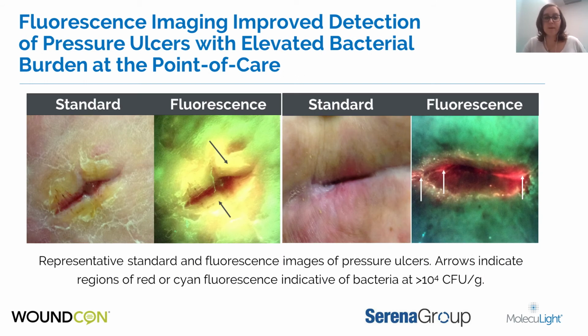Here are some example images. On the left, this wound is exhibiting red fluorescence highlighted with the black arrows. This red fluorescence actually looking a little bit yellow because it's combining with the bright green from the tissue. And then the wound on the right illustrates a more pure red fluorescence. Both of these colors are known to be associated with bacteria at above this 10 to the 4 threshold.